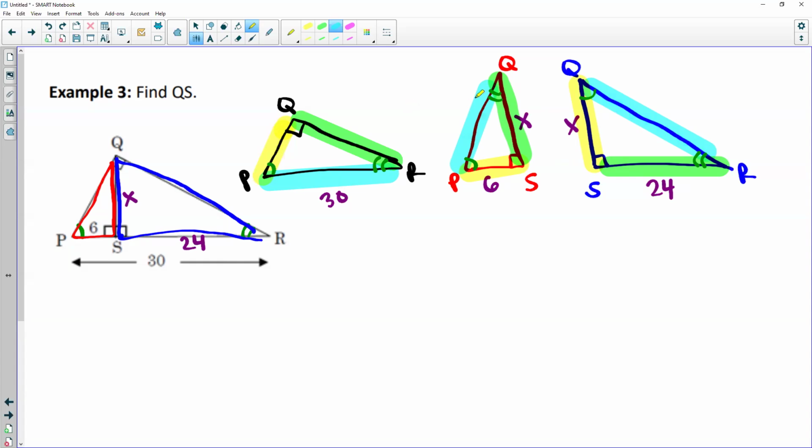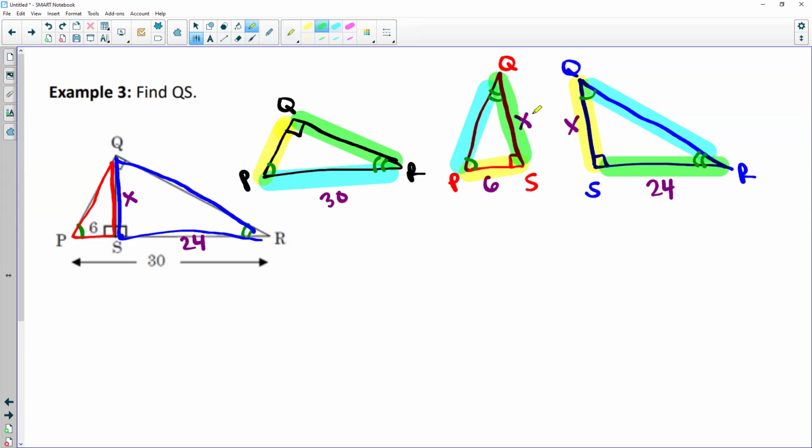So if we want to start setting this up to solve for X, what we're going to be working with is the red triangle and the blue triangle, right? I want to find X, so the first triangle is not going to help me. When you're doing these types of problems, you need to know at least two of the sides of any given triangle, so this is not very helpful. But if I look at the red and the blue triangle, I can set up a proportion here, right?